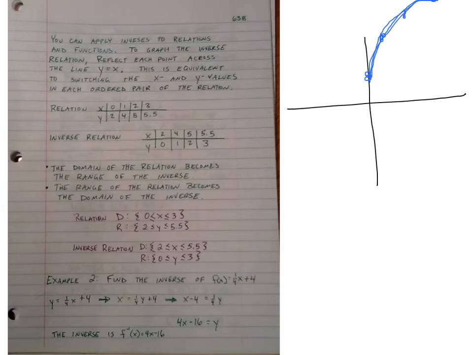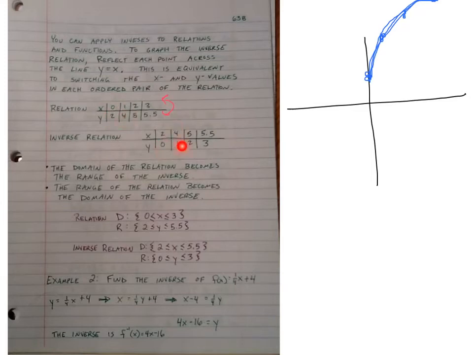If I wanted to graph the inverse of that, what I would do is switch my x and y. So my x and y coordinates switch place. So my 0, 2 becomes 2, 0. And the 1, 4 becomes 4, 1.